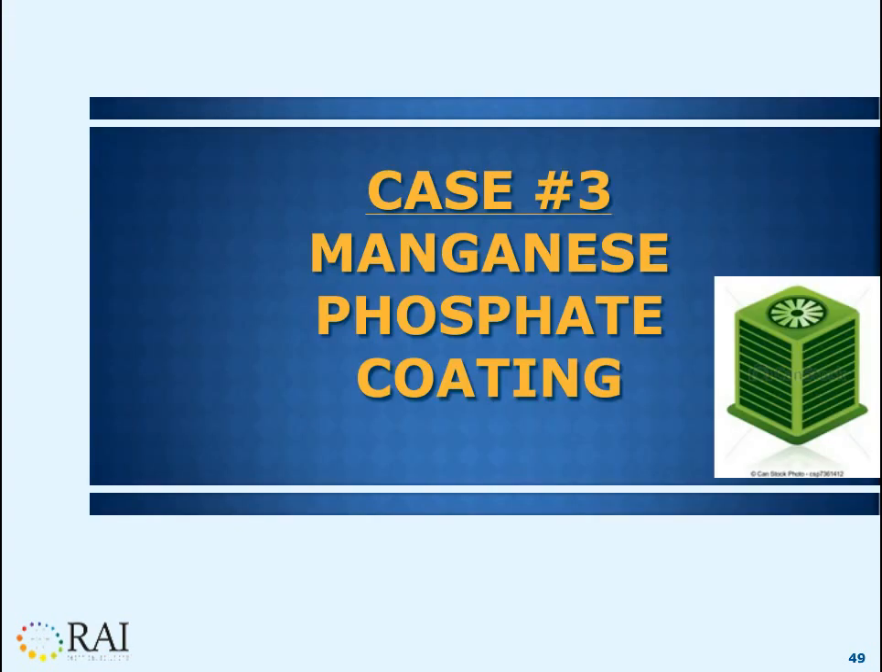The third and last case study that I'll talk about is the manganese phosphate coating. This project involved manganese phosphate pretreatment for air conditioner condensers. Manganese phosphate pretreatment is a thin coating applied to metals to help with lubrication of moving parts, particularly break-in periods. The most common example is for automotive engine crankshafts.